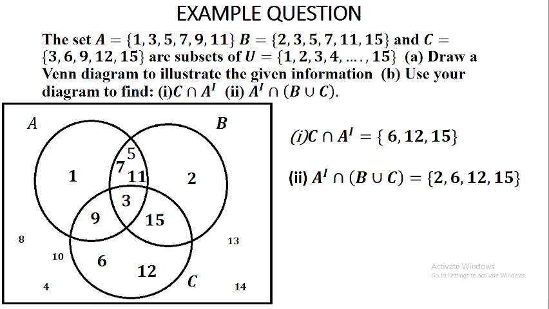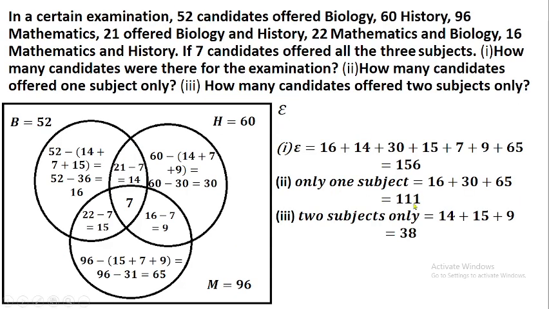So that's the first question we are solving on the Venn diagram of 3 subsets. Let's move to the next question. Now, the next question we want to solve on a Venn diagram of 3 subsets is a word problem. It's very simple as well, and I hope you are going to understand it and enjoy it as well. Now let's look at the question.